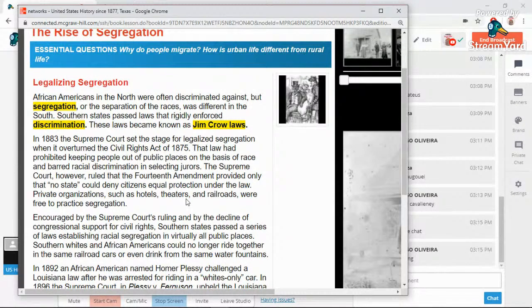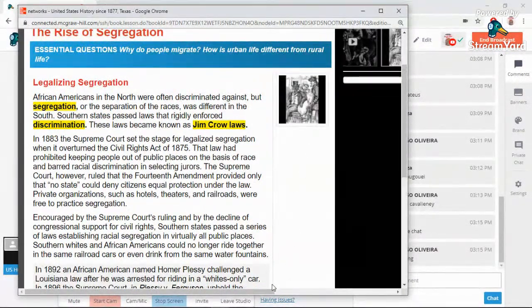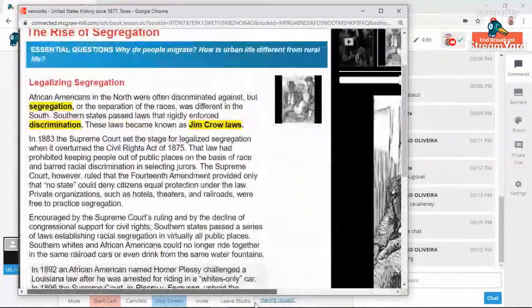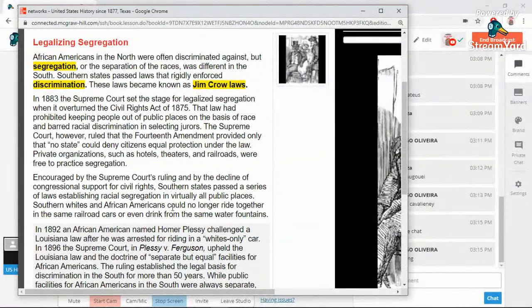Legalizing segregation. Okay, there was discrimination in the North, but there was actual segregation in the South, and we're going to talk about what that means. These laws were called the Jim Crow laws, which said that it could keep people out of public places on the basis of race and barred racial discrimination in selecting jurors. But the Supreme Court said that no state could deny citizens equal protection under the law.